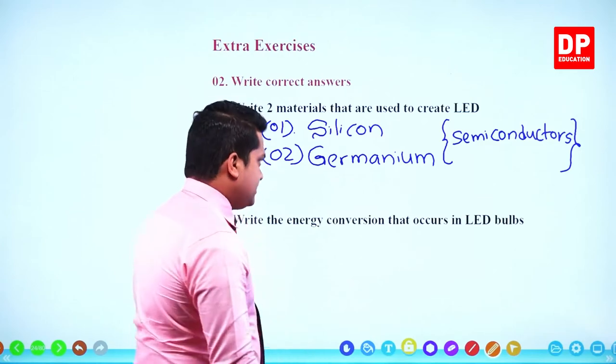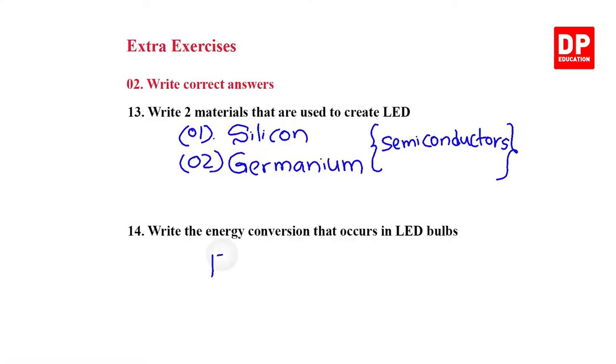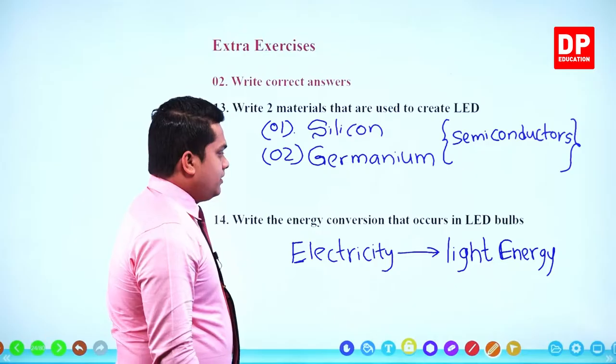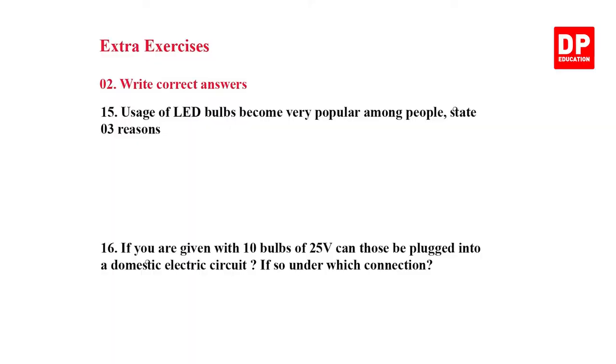So we can write the answer: electricity to light energy. This is the energy conversion. Electricity to light energy. Right, so we'll move on with the next question.